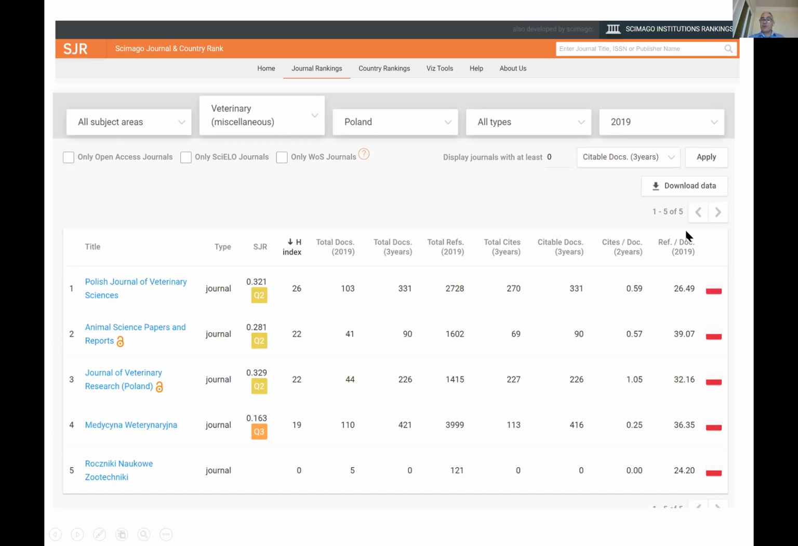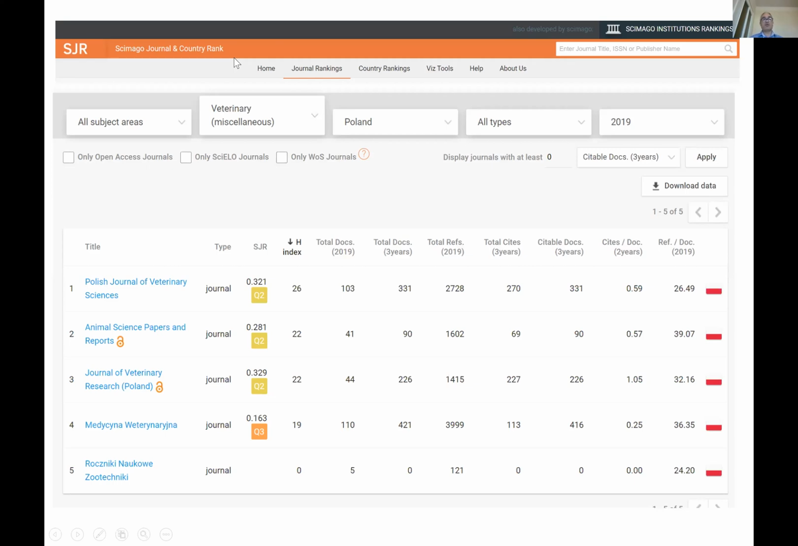In Poland, we have just 5 journals indexed by Scopus, with Scopus-based metrics covered by Scimago Journal and Country Rank. And in Poland, Polish Journal of Veterinary Sciences is the most influential journal with Hersh Index equals 26. So now you understand what it means. And these data are freely available from Scimago Journal and Country Rank.